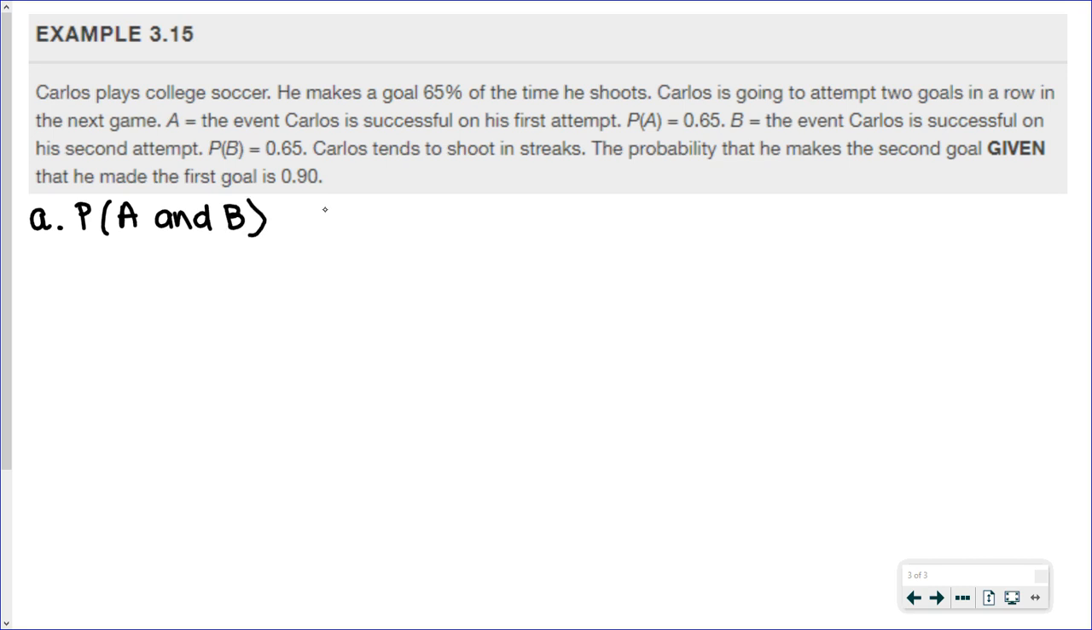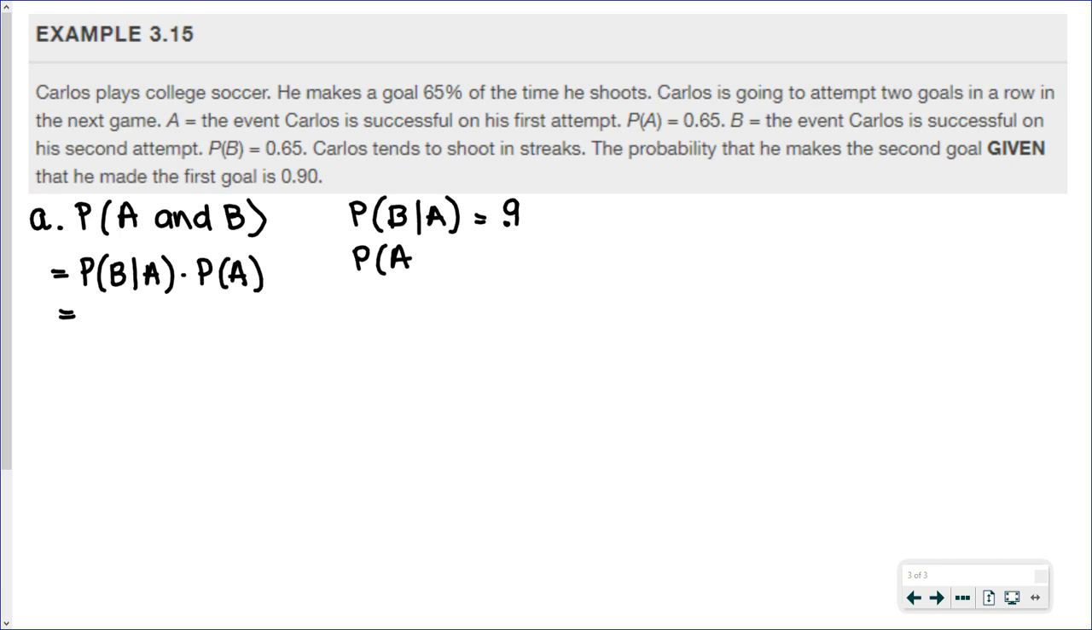So let's figure this out. We know that the probability of B happening given A is equal to 0.9. So we're going to use the general multiplication rule that was given to us in this chapter that says the probability of B given A times the probability of A. These numbers are given to us because we also know the probability of A is 0.65.